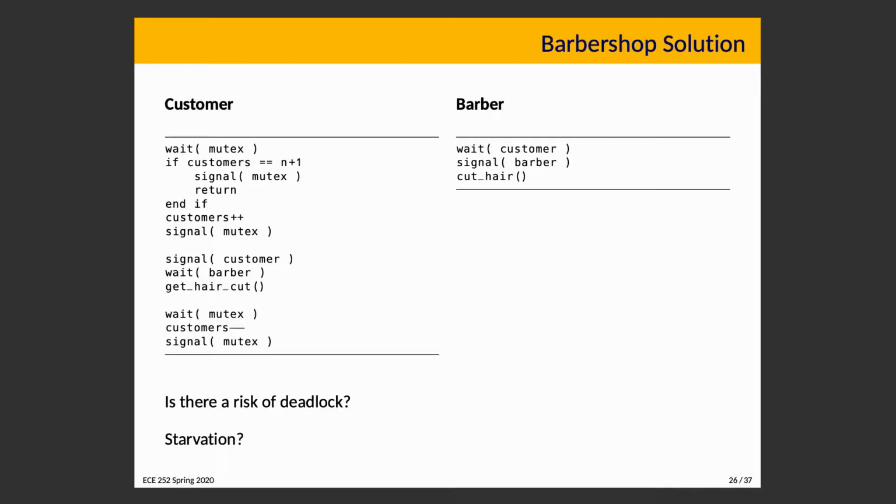Let's take a look at this code. Is there a risk of deadlock? Is there a risk of starvation? So we'll start with deadlock, and you tell me what you think, and then I'll give a bit of a discussion of it.